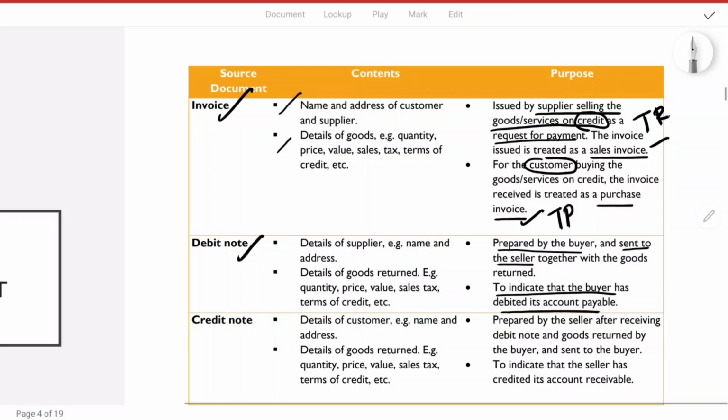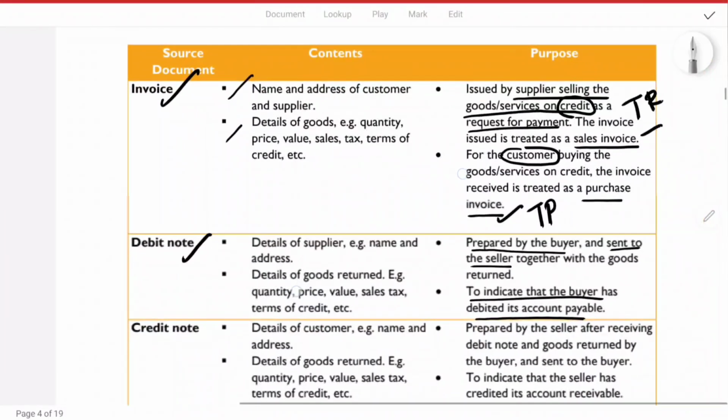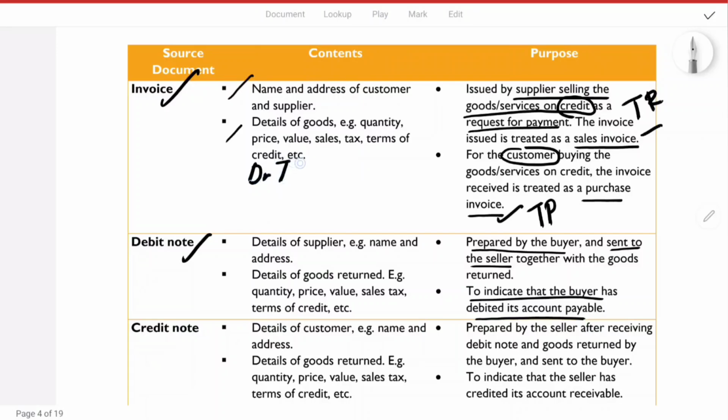to indicate that the buyer has debited its accounts payable. Yesterday we discussed the double entry or journal entry to record sales on credit. So what is the journal entry to record sales on credit? We debit trade receivable, and then credit sales. This is what happens in the seller's account.